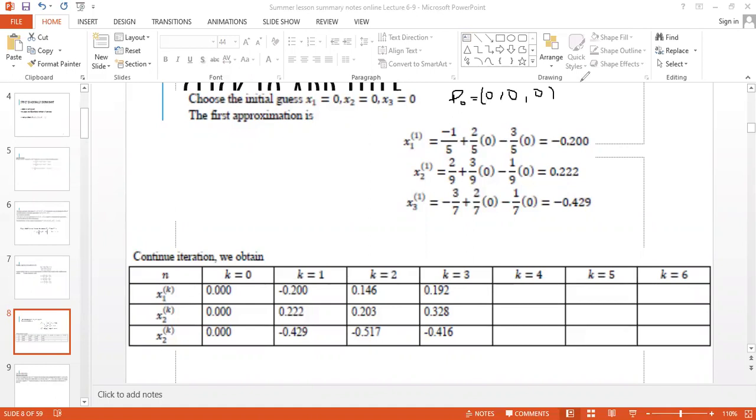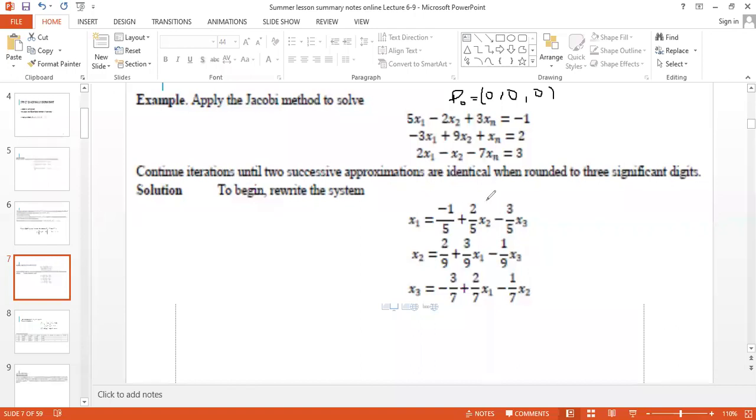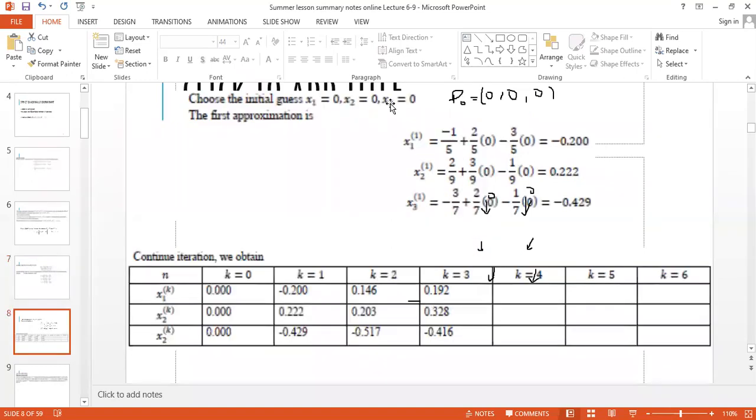Let me do this. I want to edit the slide a bit. We'll substitute 0 in here and then 0 in here. Then we'll do the same here: x1 is 0, x2 is 0, x3 is 0. To get your x3, x1 and x2 are both 0. That is what you are seeing on the next page, which I showed you earlier.